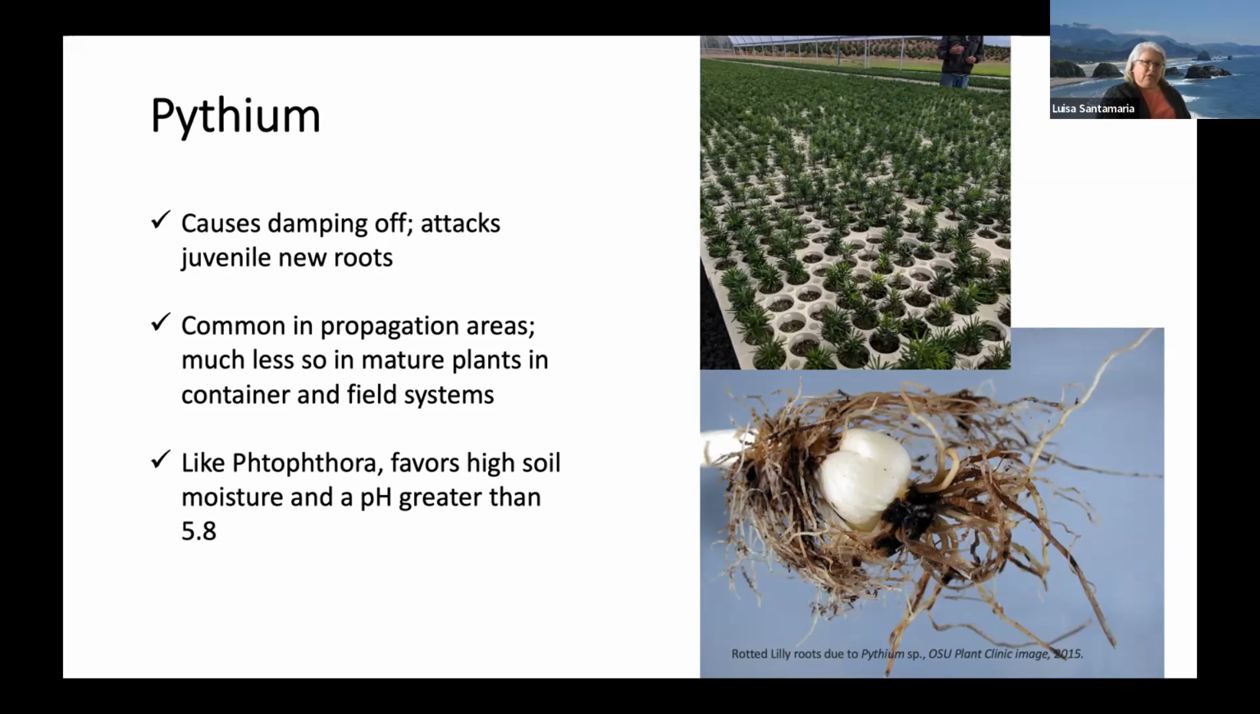It's common in propagation areas. It's less common where you have mature plants in containers or in field systems. It's hard to find it there, but there is still a possibility depending on the susceptibility of the crop that you have. It is favored by high soil moisture, we know that, and by a pH around or greater than 5.8.